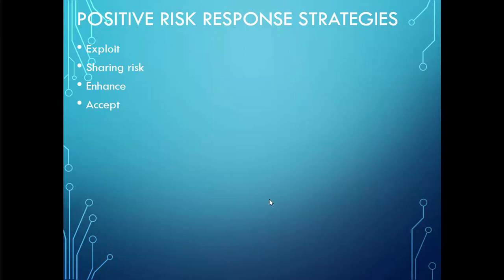Enhance risk, which means this strategy is used to increase the probability and the positive impact of an opportunity, identifying and maximizing key drivers of these positive impact risks to increase the probability of their occurrence. Example, adding more resources to an activity to finish early. Accept, in this case, which is the positive, different than the negative, is taking advantage of the opportunity if it comes along but not actively pursuing it.